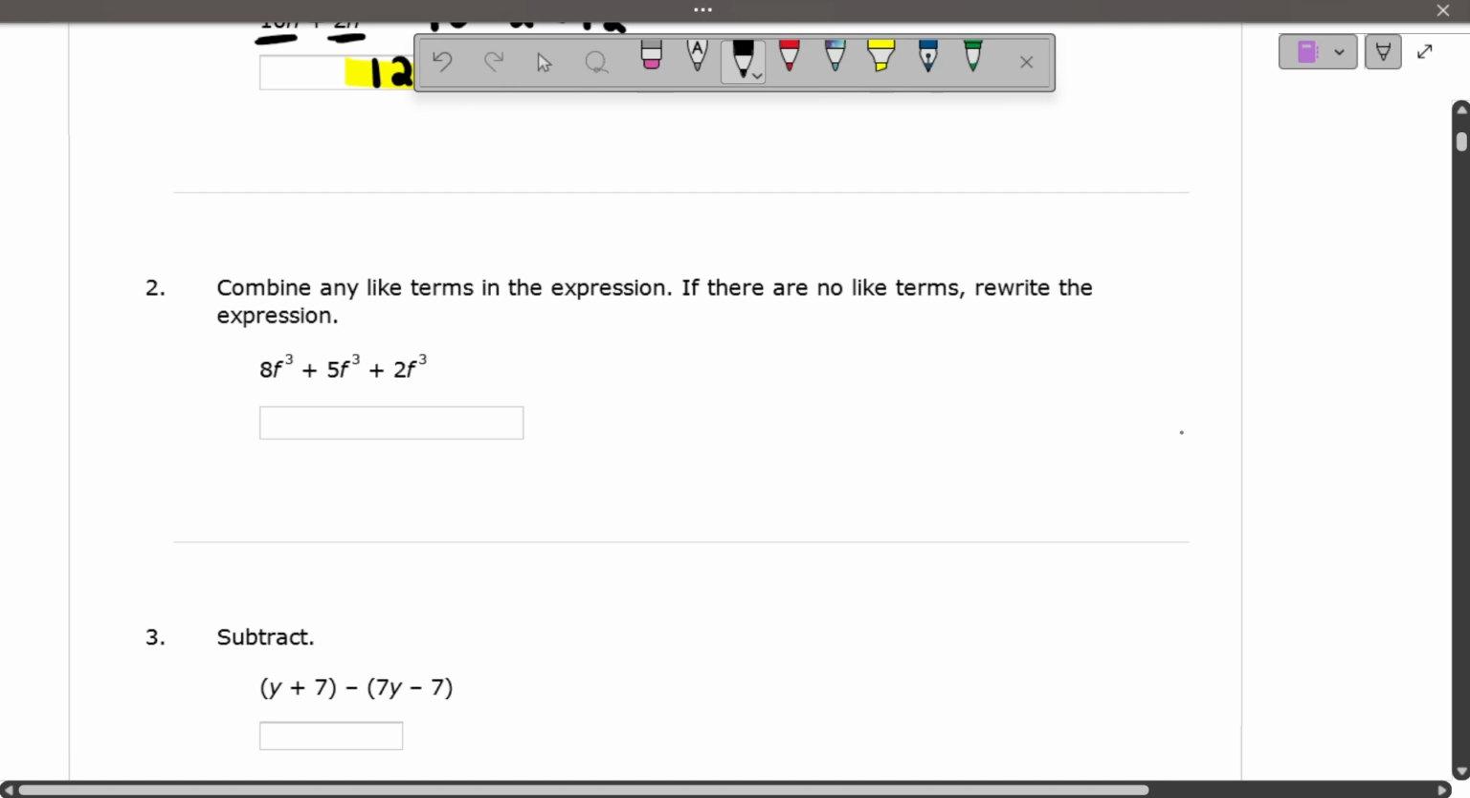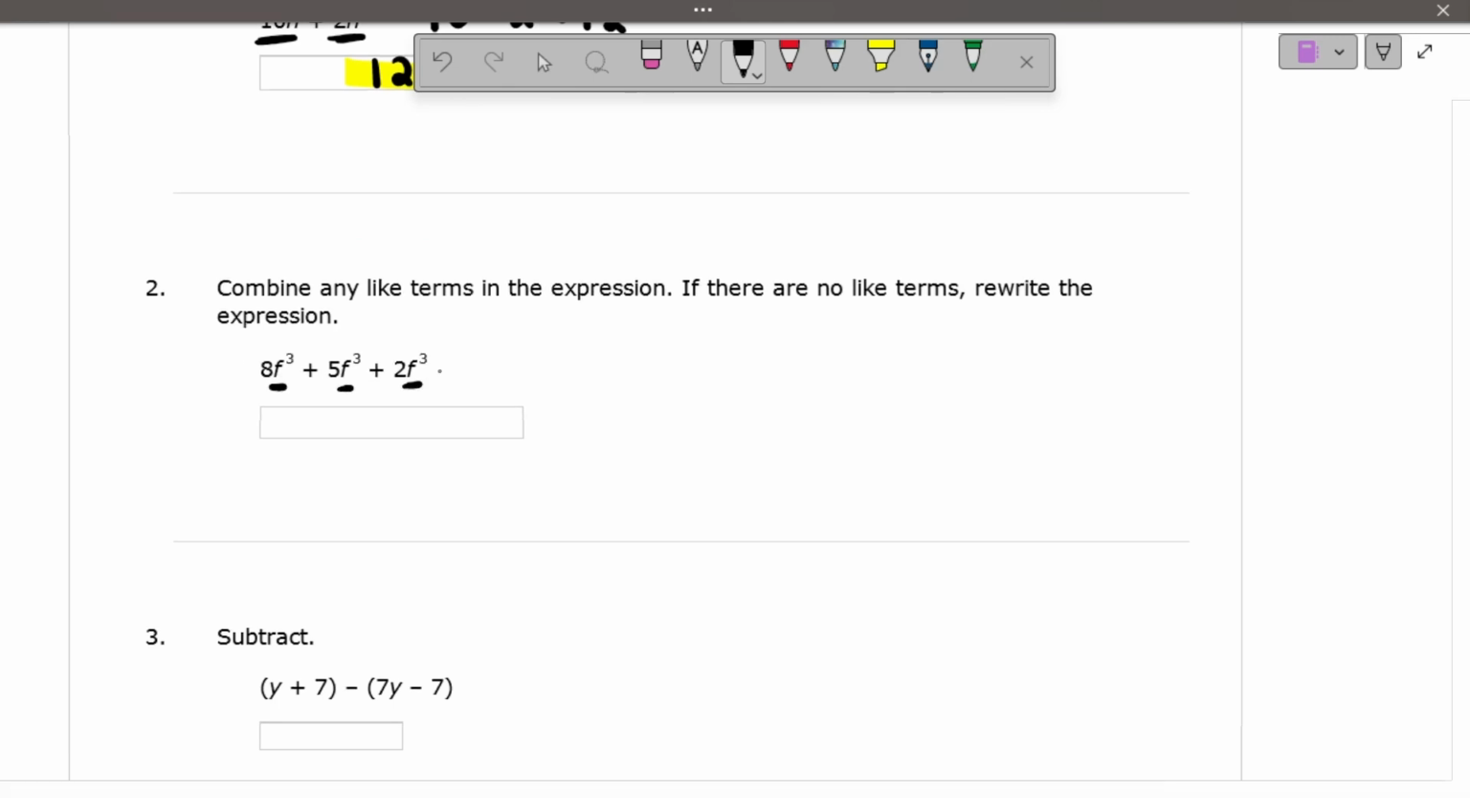And then similarly with this one, all three of these bases here are f to the third power, which means we can add the 8, the 5, and the 2 together to come out to 15, and then we just keep the base exactly the same, f to the cubed. We don't want to add that exponent together.